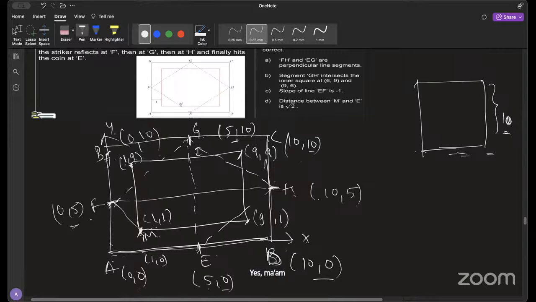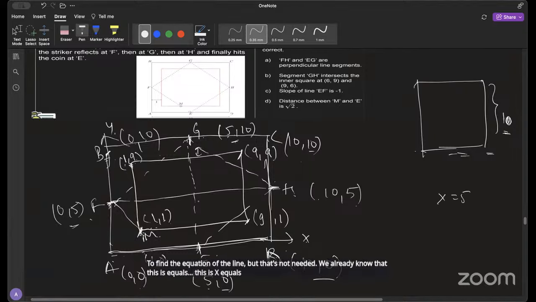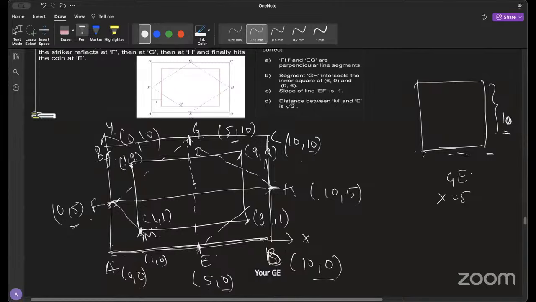If you want, you can try to find it using the 2-point form. So you can use the 2-point form here to find the equation of the line, but that's not needed. We already know that this is the x equals 5 line. So GE is x equals 5 and FH is y equals 5.